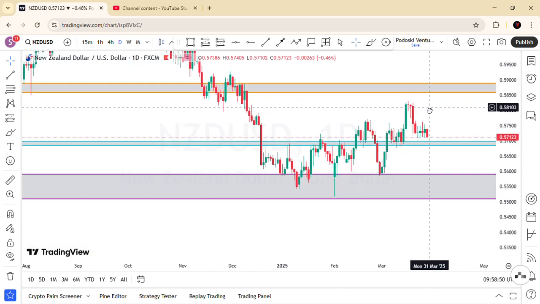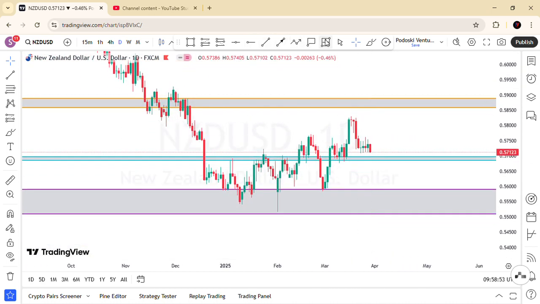On the daily time frame here, I have my daily demand zone. What am I seeing? I'm seeing a bullish market, an uptrend, a series of higher highs and higher lows, just like I said on the monthly time frame. We are bullish. So the monthly time frame and the daily time frame are aligning together.